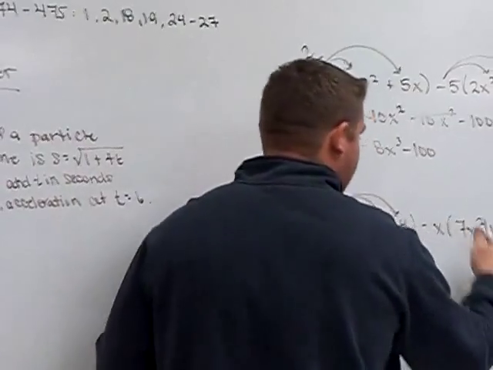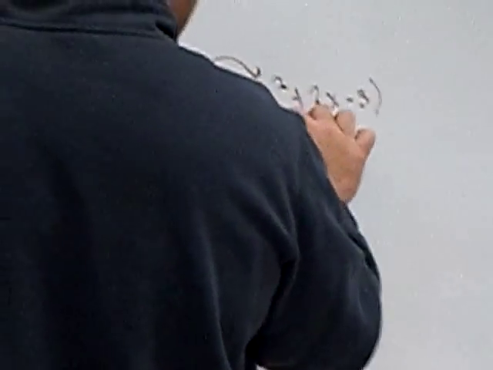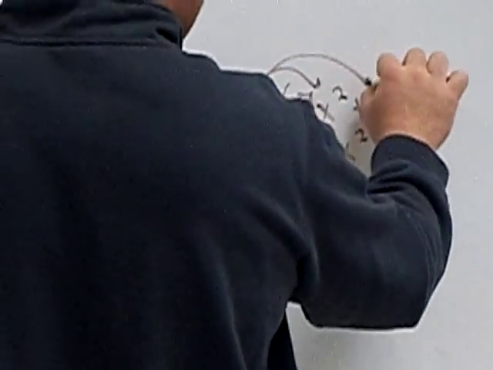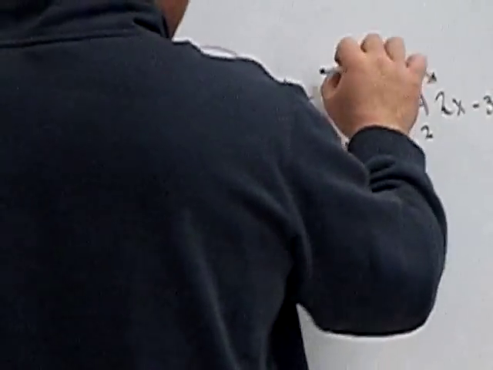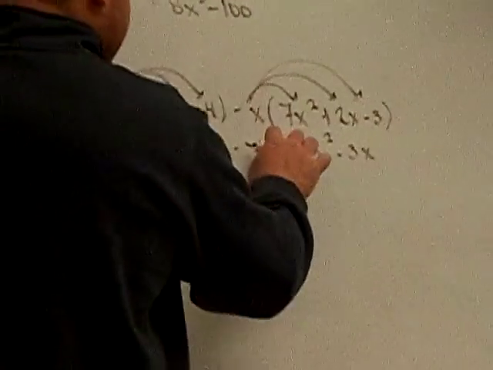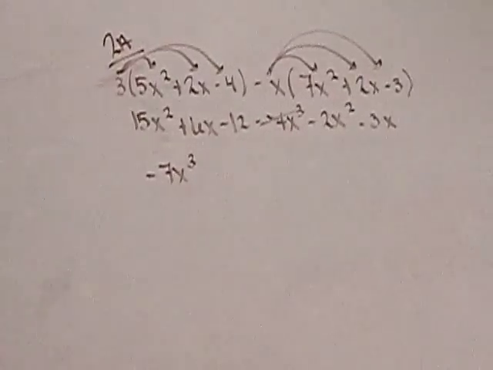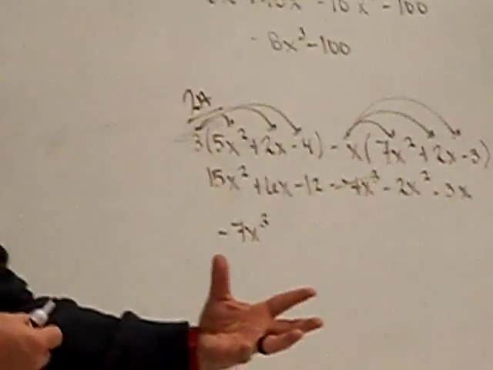All right, do the same thing over here. You've got negative x times 7x squared is -7x cubed. Negative x times 2x is -2x squared. Negative x times -3 is +3x. Now, what is the largest exponent? 3, right? The largest exponent is x cubed. So this goes first in standard form, right? -7x cubed, because when we put it in standard form, our greatest exponent goes first.